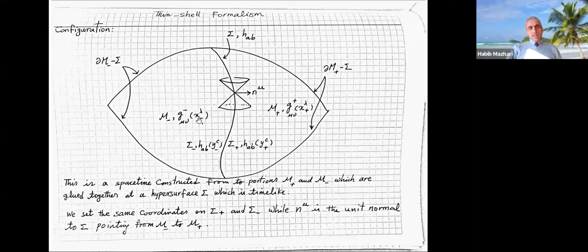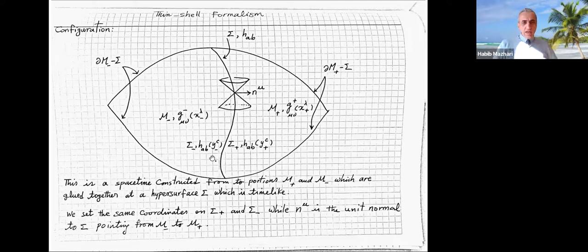Also, as indicated, we have different sets of coordinates for M minus and M plus. For simplicity, we both call them X, but of course they are not the same. So one is X plus, the other X minus. Once they meet on the surface, we have a different set of coordinates, of course one dimension less this time. And this time we call them Y minus and Y plus.